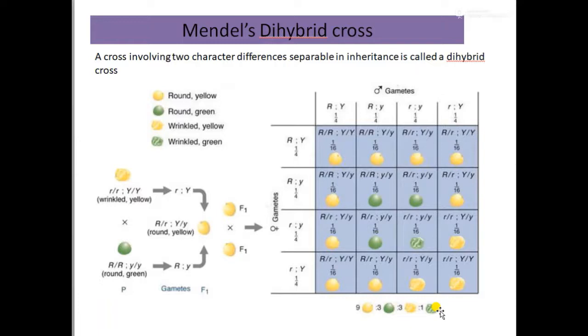And based upon these results, Mendel suggested that there could be independent combinations of different pairs of alleles in a cross involving two pairs of alleles or more. And this is known as the law of independent assortment or Mendel's second principle.